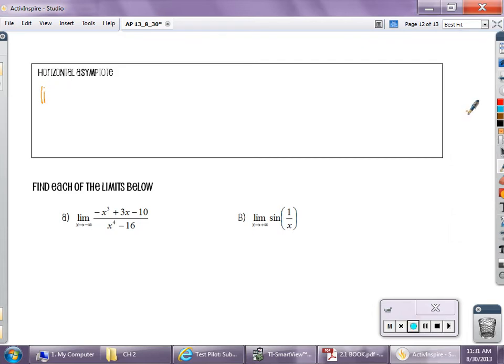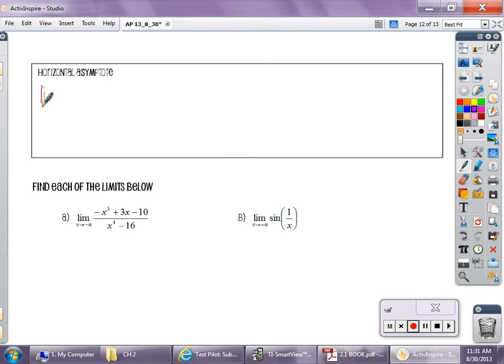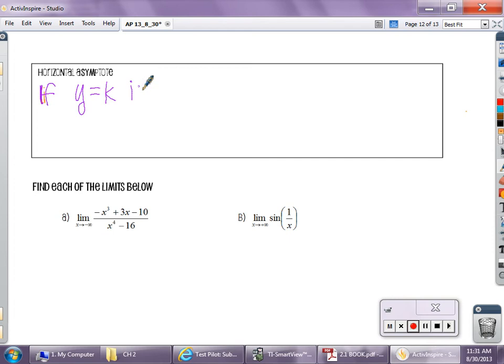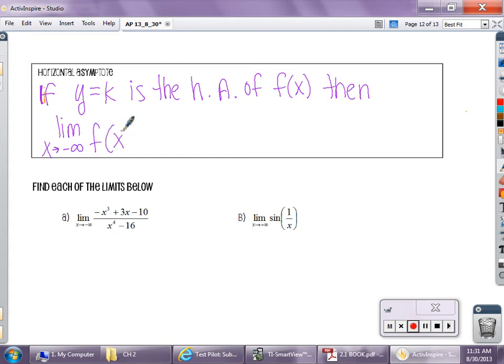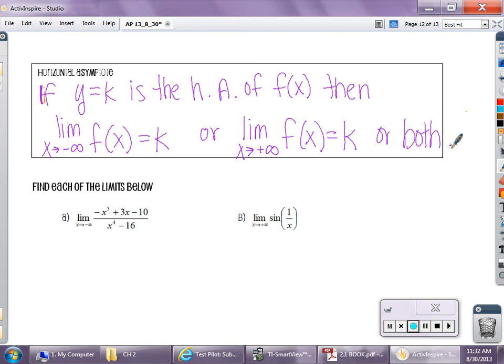Let me use a better color here. Use purple, sure. All right, so if y equals k is the horizontal asymptote of f of x, then the limit as x goes to negative infinity of f of x equals k, or the limit as x goes to positive infinity of f of x equals k, or both. I'll add that in for you. If you have a horizontal asymptote, it will be the end behavior. These two statements here are our end behavior statements.